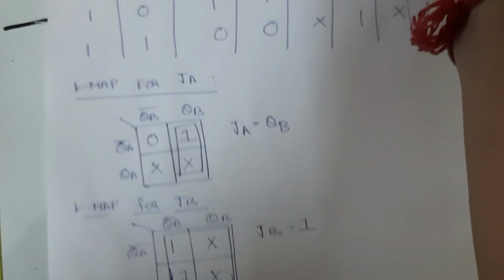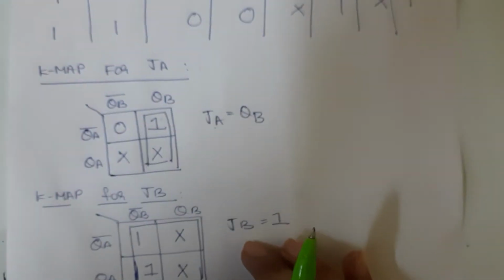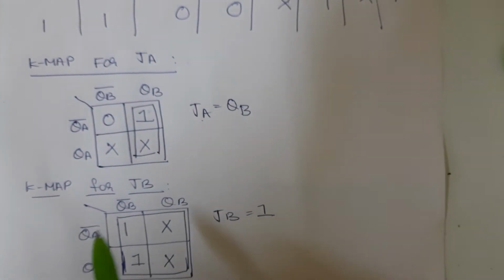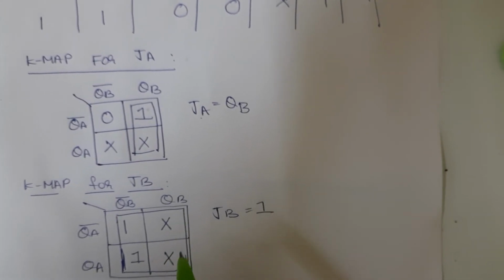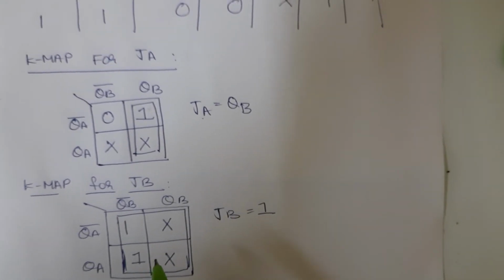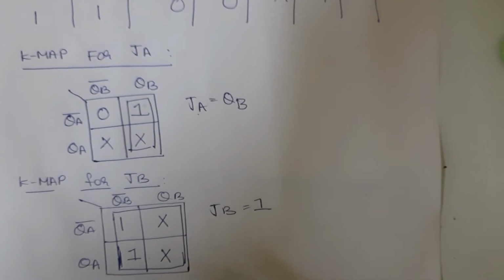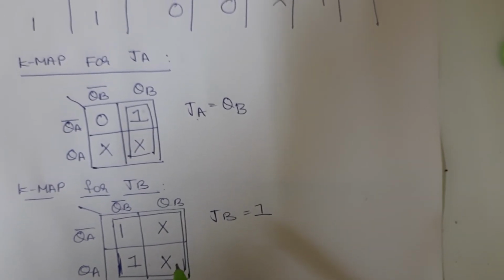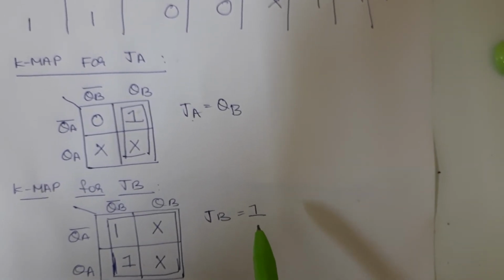Same way, next I will draw the K map for JB. When we simplify, we see that there are 2 don't care conditions and 2 ones. So in order to make it a quad, I'll assume both my don't cares to be 1 and JB will be 1.